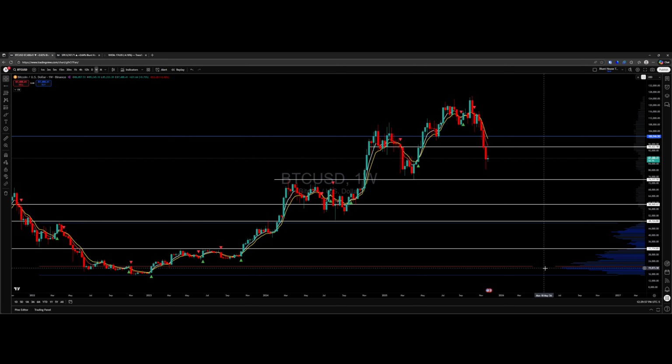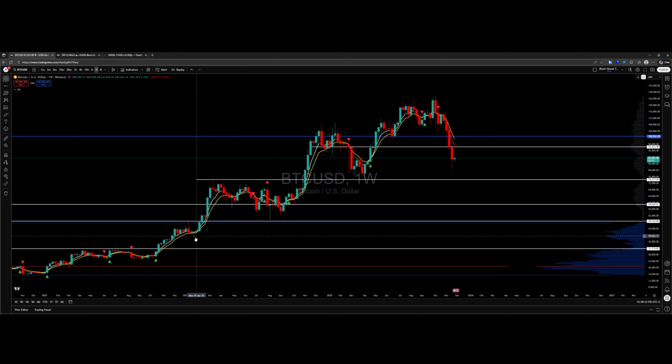Down here, here's your volume profile on the weekly Bitcoin chart at 20,800. Upper value range is in here at 47 and 48 rather, I'm sorry, 47.5. And I don't care how bullish you are. Price when in these areas is susceptible to massive price movements down when the trend is down.